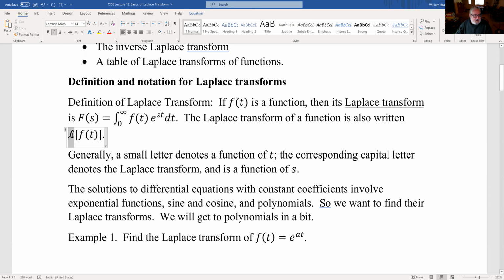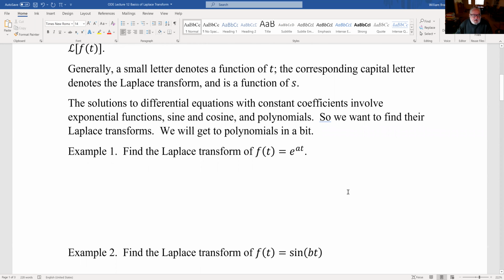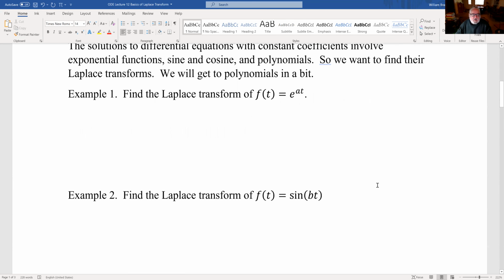We also use the squiggly L to denote the Laplace transform of a function. Generally, a small letter, like a little f, is a function of t. The capital letter, the capital F, that's the Laplace transform, a function of s. So we want to find the Laplace transform of exponential functions, sines and cosines and polynomials, because when we solve our differential equations, we often get these functions. So what's the Laplace transform of e to the at?